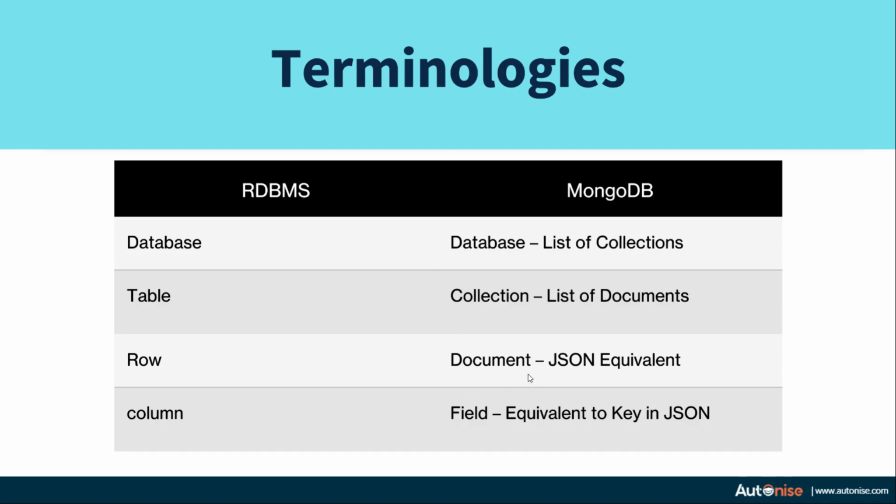Also inside the document you have key value pairs, which you call fields over here. So in your JSON you have key, in MongoDB you have field, and similarly in table based databases you have columns which correspond to particular fields in the table. So these are the terminologies that we'll use. The database is the top level entity which comprises collections. Collections comprise documents, and documents have a lot of fields.